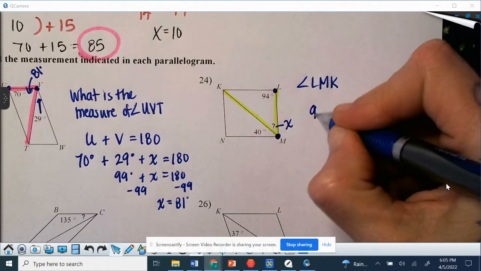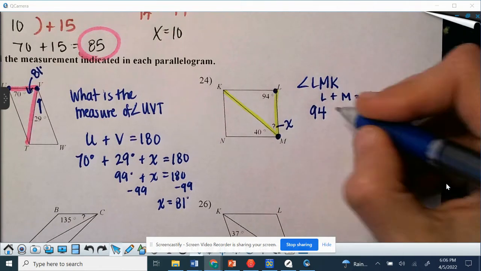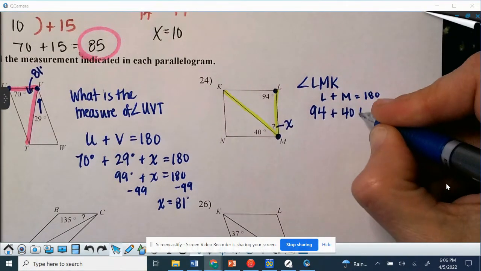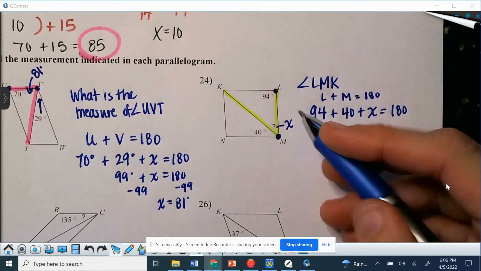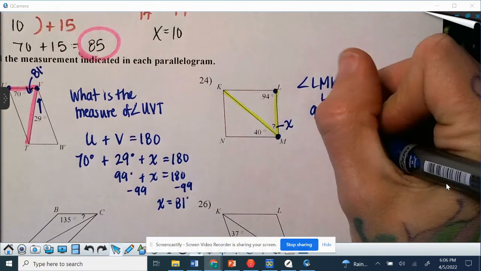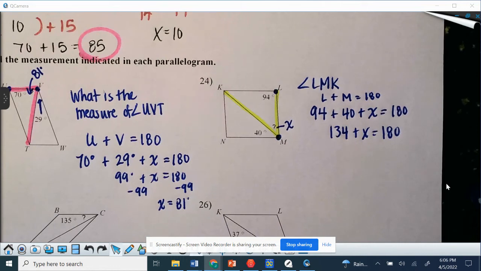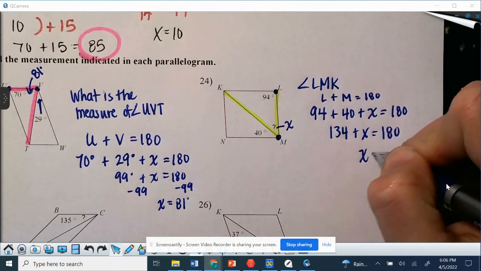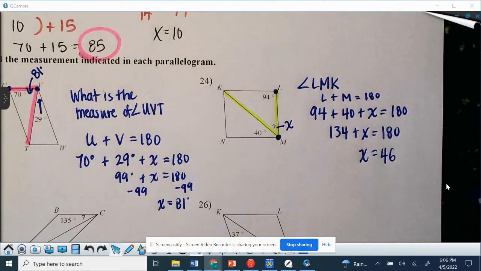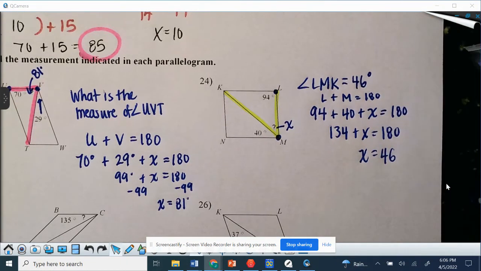So 94. So L, we simplified it. L plus M equals 180. So the whole M, plus we have 40 down there in M, plus our unknown, because we don't know what LMK is. So 94 plus 40 is going to give me 134. I'm going to check that and make sure, because I've been doing really bad math today, guys. So 134 plus x equals 180 degrees. To get x by itself, we're going to subtract 134 from 180, because it's attached by addition. So x equals 46. So angle LMK is equal to 46 degrees.